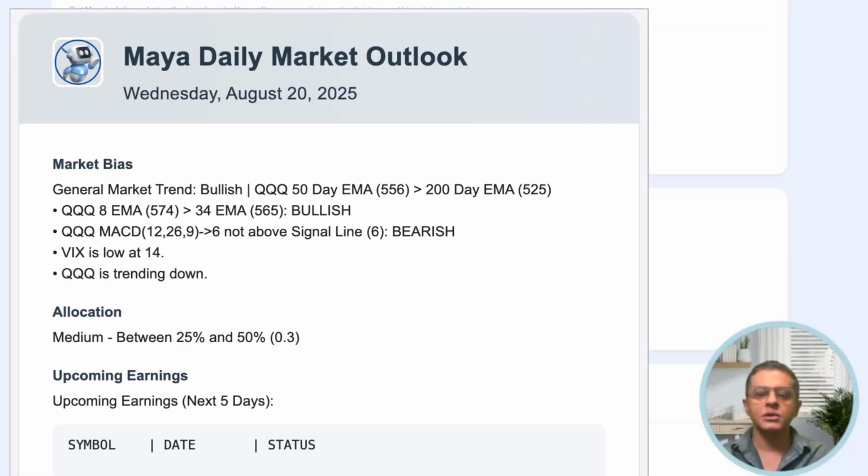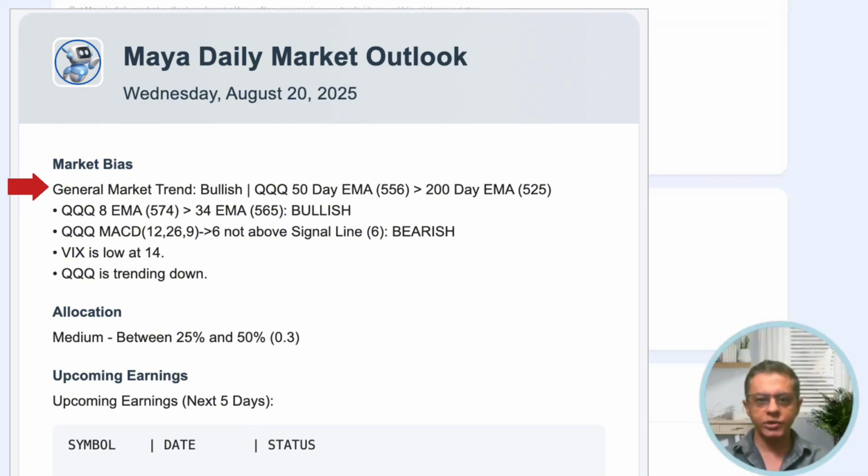The morning market outlook is another way of giving you a peek into what Maya is thinking about the markets. At the top, there is a summary section which says general market trend bullish. Notice that it says QQQ. It uses QQQ, which is an ETF that follows the NASDAQ. Maya uses QQQ as its benchmark. If you watch the trade management video, you will see my explanation of why it uses QQQ.